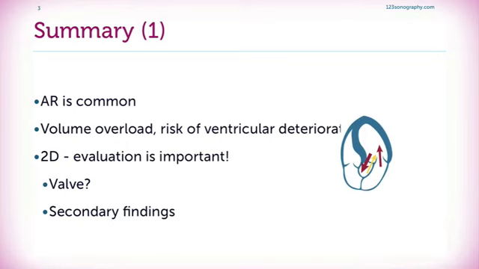We've learned that aortic regurgitation is quite common, especially mild and moderate forms, that significant aortic regurgitation causes volume overload, which poses the risk to damage the left ventricle and cause left ventricular deterioration.